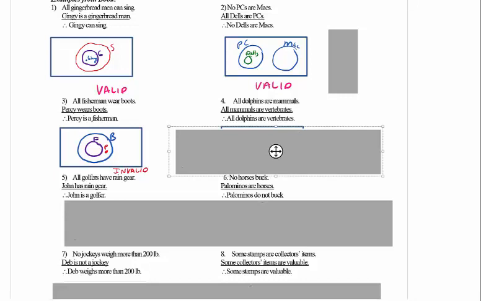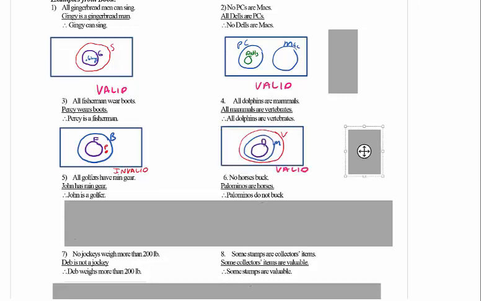All dolphins, D has to be inside mammals. All mammals are vertebrates. That means M has to be inside vertebrates. There was no choice on how I could draw this. Dolphins are inside, so that's valid. Just because there's no choice, please don't think it's valid, and just because there is a choice, don't think it's invalid. You have to draw your diagram on the test to get credit for these problems.